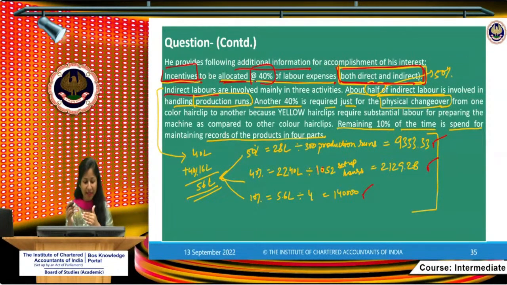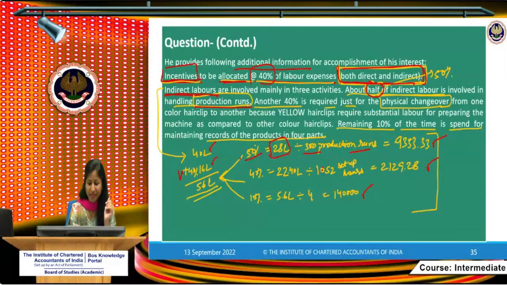The next important thing we had was the allocation of the indirect expenses. Quickly recap. Indirect expenses was 40 lakh. Incentive 40% comes to 16 lakh. Now their breakup is given in this para. Half of indirect labor, which is 50%, is involved in handling production runs. So how much was the total production runs? It was 300. So we would be dividing this 28 lakh by 300 production runs.